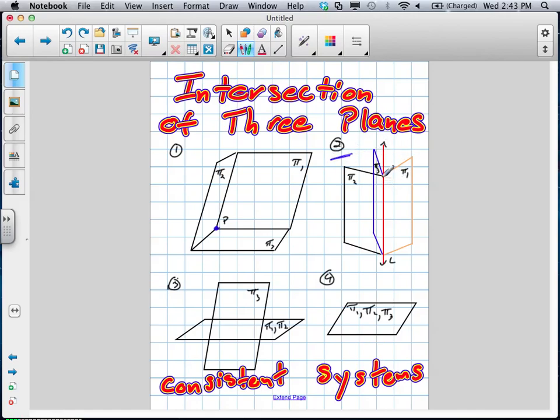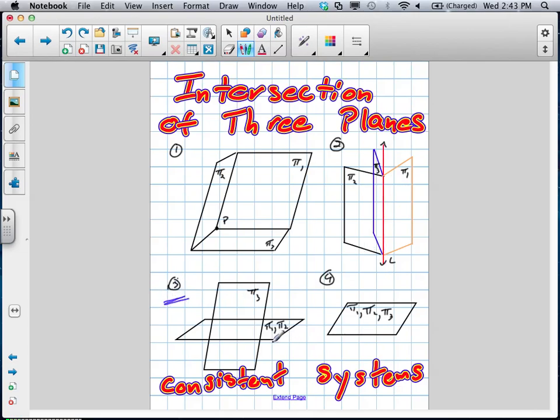Case number 2 is where the three planes all intersect on the same line, almost like the spine of a book. So if you have a book, several pages, they're all essentially intersecting on that one spot at the spine of the book. Okay.